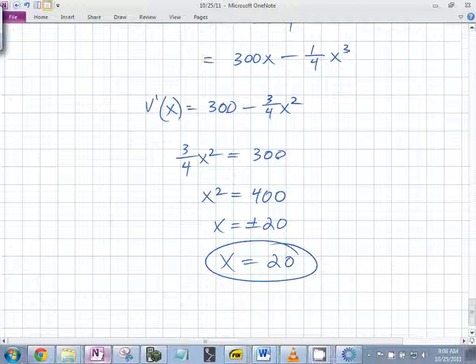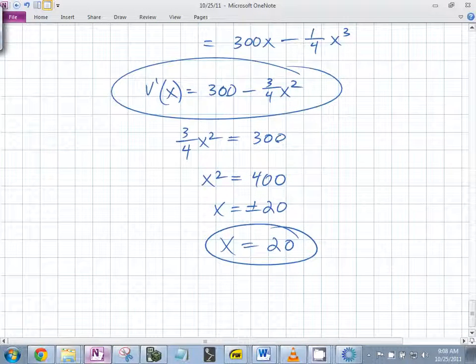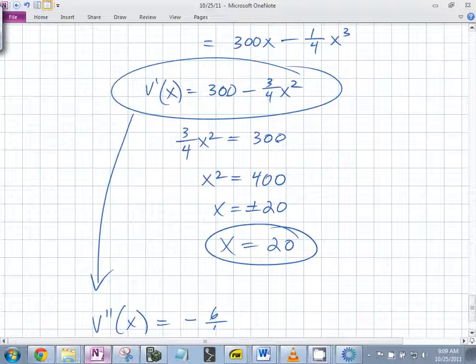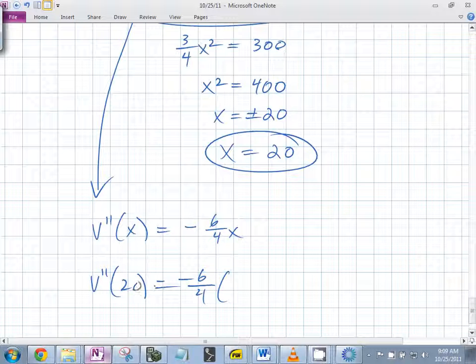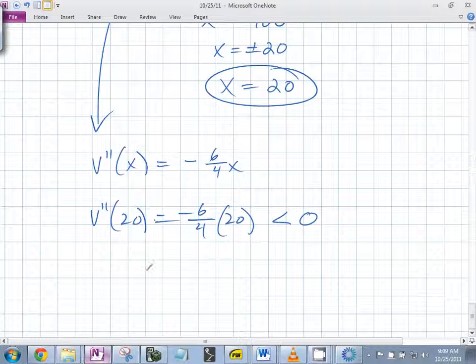Well, when the derivative is that nice, which test should you use? First. No, no, no. Use the second, because you can easily find v double prime of x is going to be negative 6 over 4x, right? And what is v double prime of 20? Negative 6 over 4 times 20, which is less than 0, right? So x equals 20 is at a max.